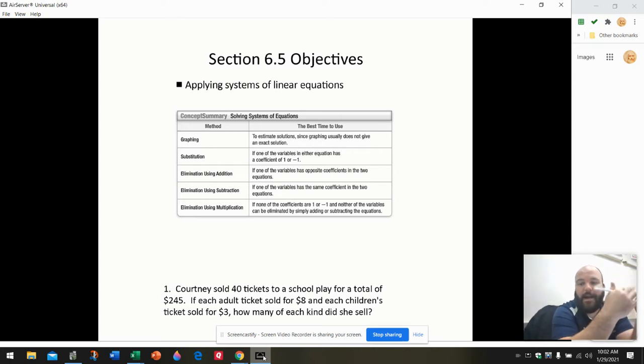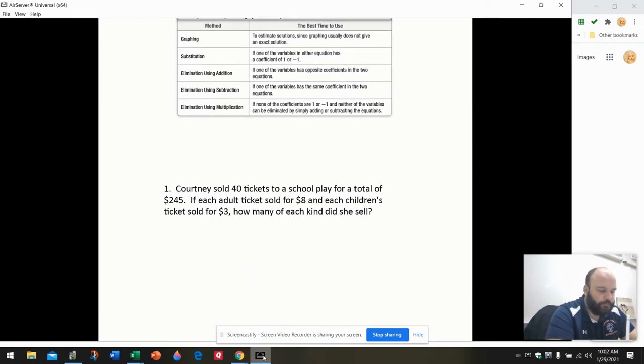We could solve these by graphing. We could solve these by substitution. We could solve these by elimination. There's not really one right way to do it. There's probably one most straightforward way, which I will discuss whenever we write the problems. So let's take a look at the first example.